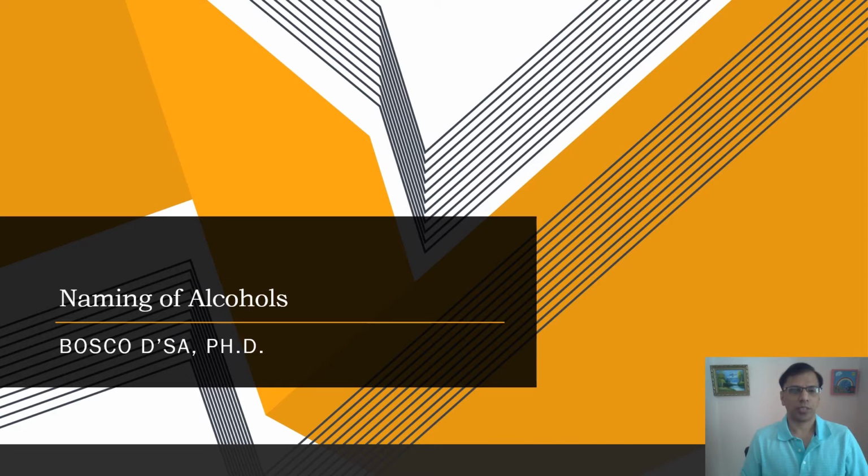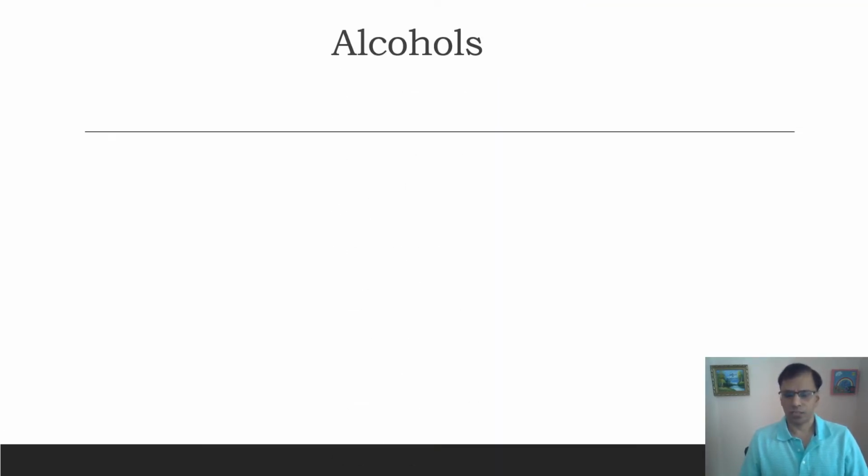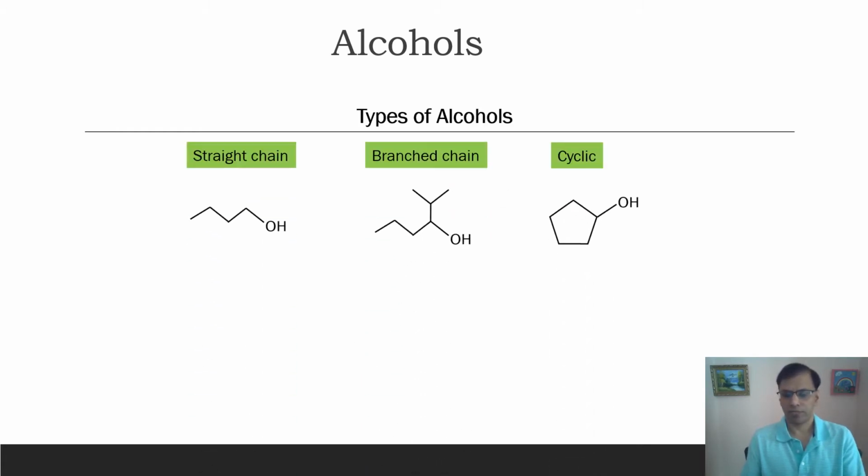Today I'll be talking about how to name alcohols. There are different types of alcohols. You have straight chain alcohol, like this one. I've made a model here. This is considered to be straight chain, and this is the oxygen atom and hydrogen. This is the OH group. This is a straight chain, or it can be a branch chain, or you can have a cyclic alcohol.